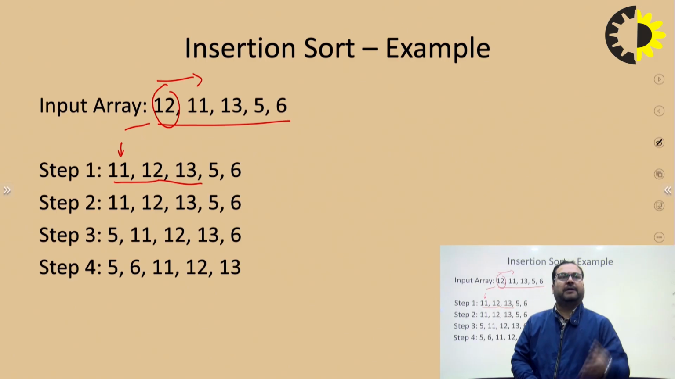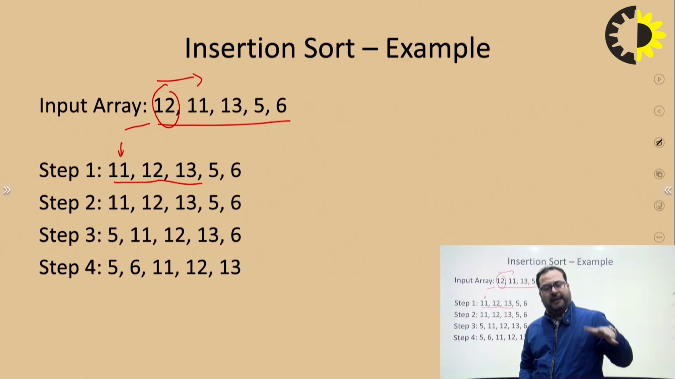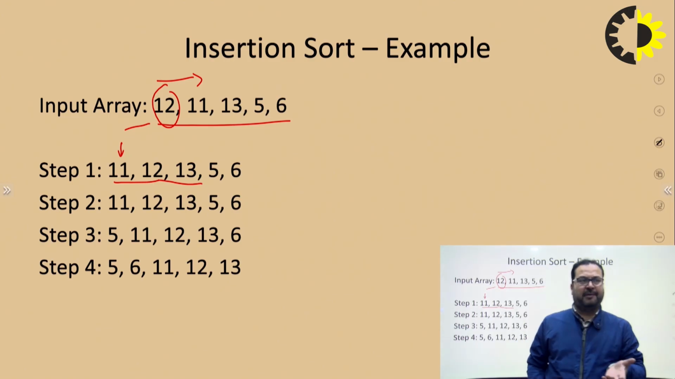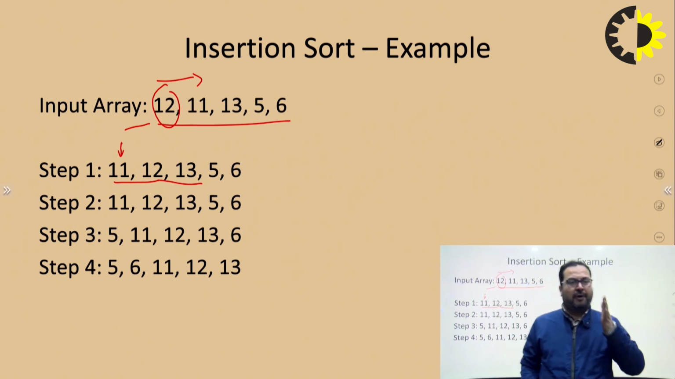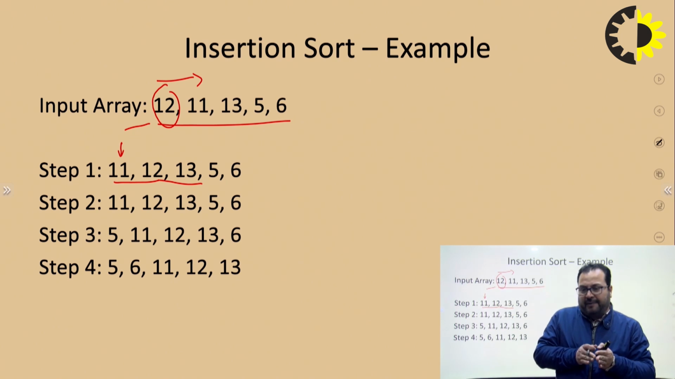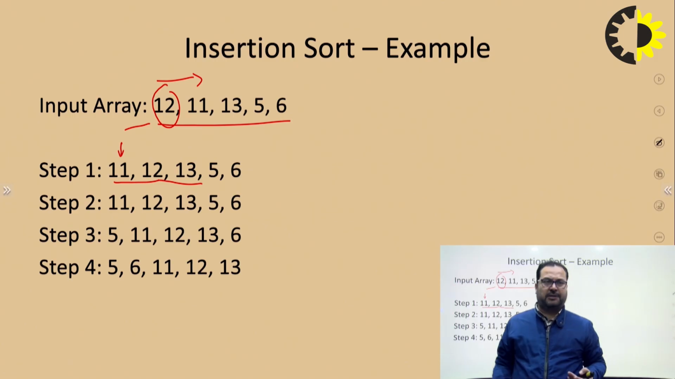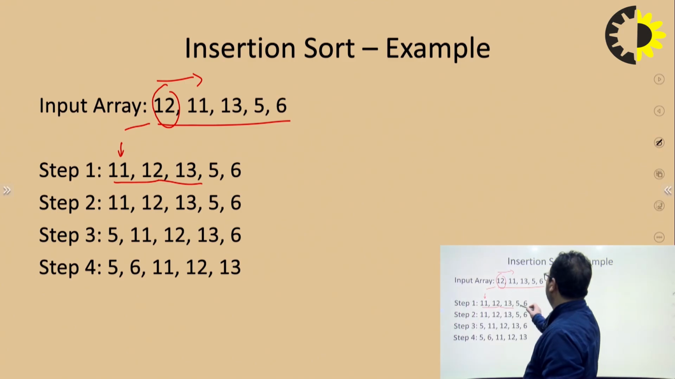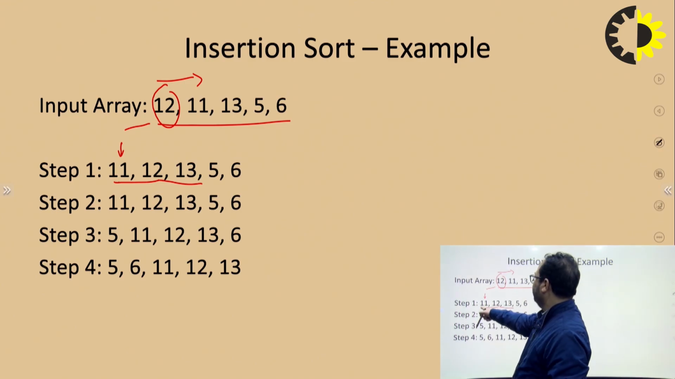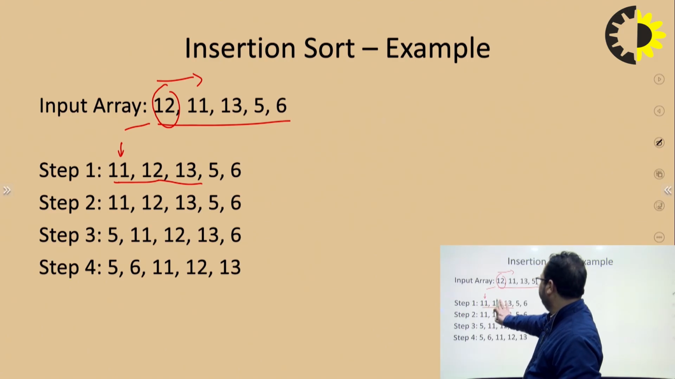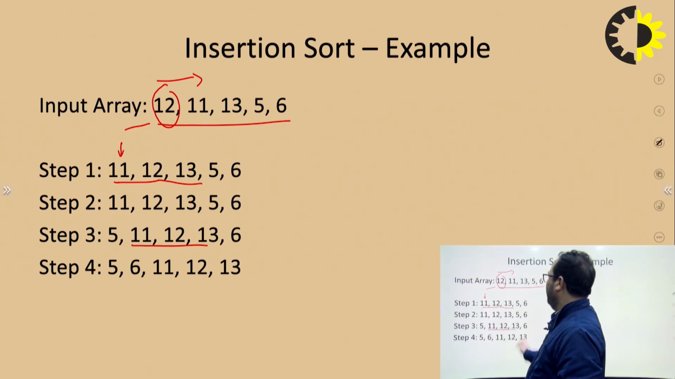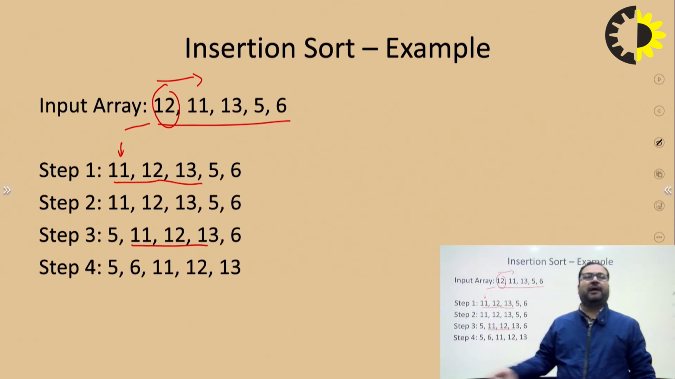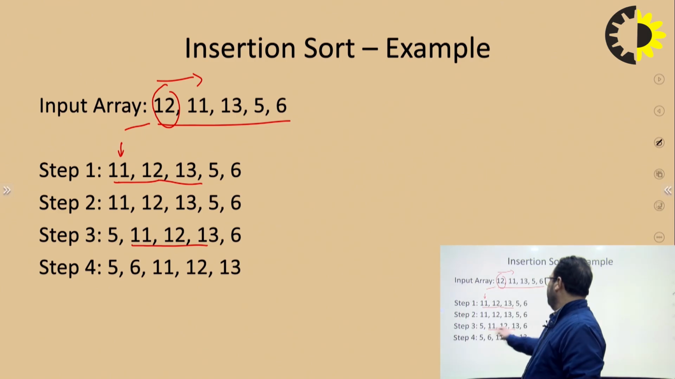Once we get the position of the next element which has been encountered, from that position, all the elements will simply be shifted by one right position. So 5 will be at this position. The existing elements 11, 12, 13 must be shifted just by 1. So 11, 12, 13, everyone will be shifted, moving right by 1 position. So this will come.